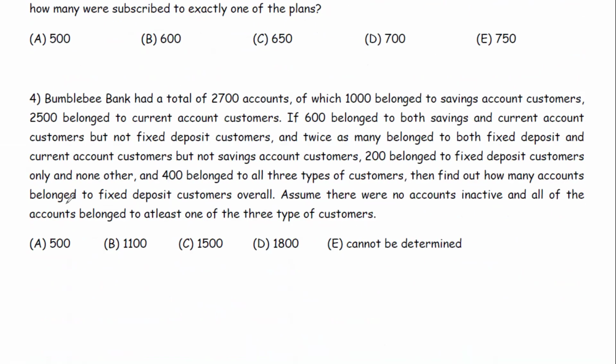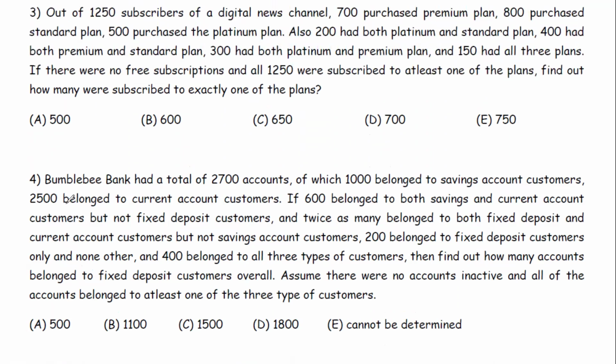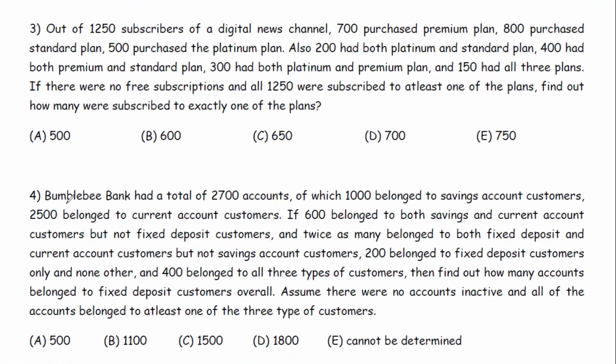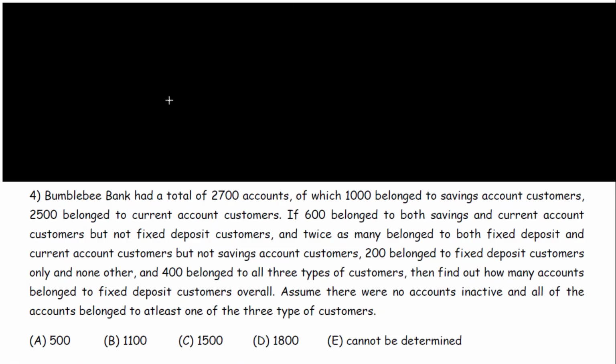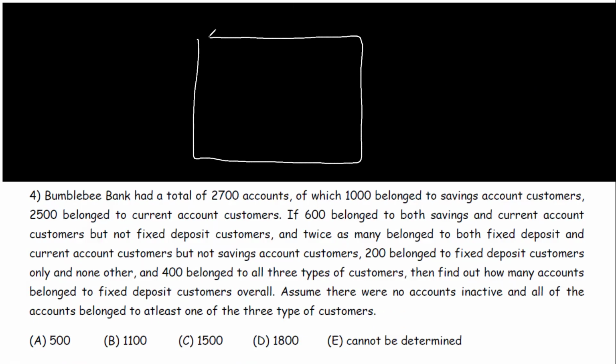Okay, moving on to the fourth question. So Bumblebee Bank had a total of 2,700 accounts. Let's solve this. Of which 1,000 belong to savings account customers, 2,500 belong to current account customers. If 600 belong to both savings and current account customers, but not fixed deposit customers, now we know there's a third thing called fixed deposit.